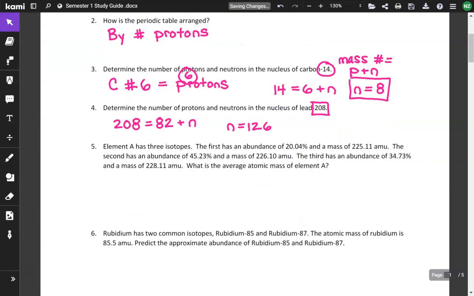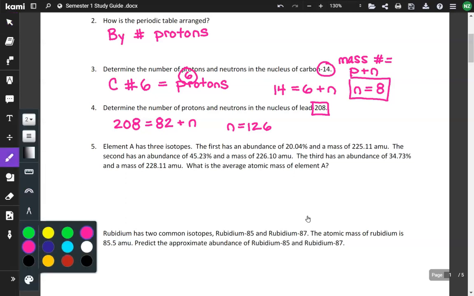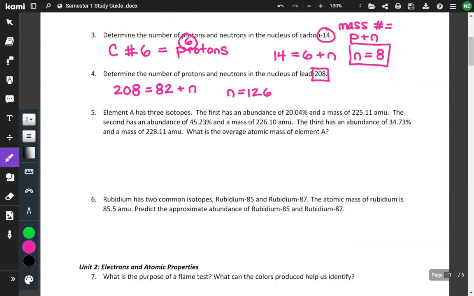Okay, element A has 3 isotopes. The first has an abundance of 20.04% and a mass of 225.11. The second has an abundance of 45.23 and a mass of 226.10. The third has an abundance of 34.73 and a mass of 228.11. So, to calculate average atomic mass, we are going to multiply each mass by its abundance. I want to turn each percent into a decimal. So I can take the percents and divide them by 100, or move the decimal place 2 places to the left. So I'm going to do that for each one.